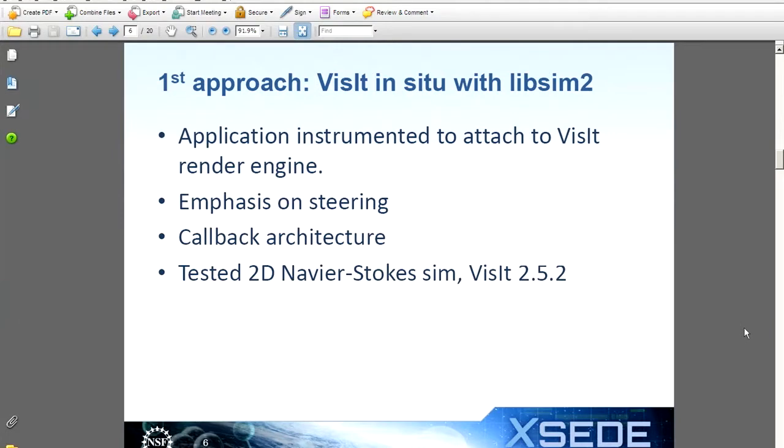All right, so actually I hadn't done any of this kind of thing before. Previously, I'd always been given the results of the simulation and work from that. And so this was new for me, so I wanted to look at a couple of different approaches. And the first one we looked at, because Benson was already an avid VisIt user, was VisIt's in situ support with the LibSim 2 library. So this is a way to instrument your application to hook up to a VisIt render engine.